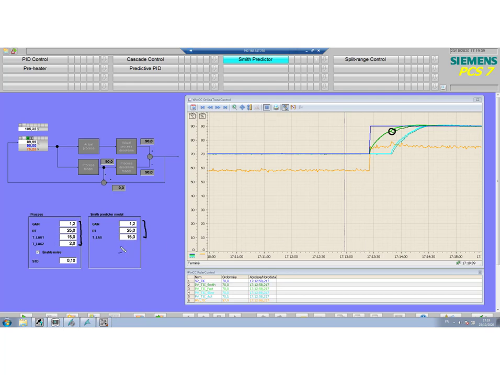If you would use a PI controller on a process like this one, where the dead time is in the neighborhood of 2 times the main time constant, you would have difficulties in tuning the PI controller.